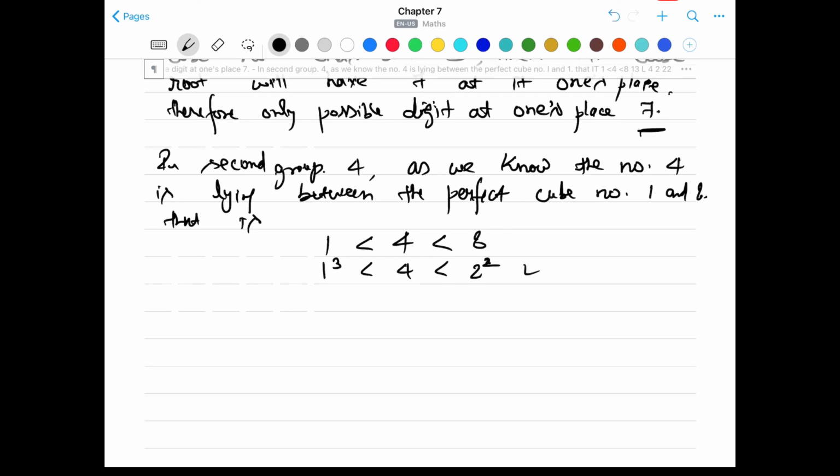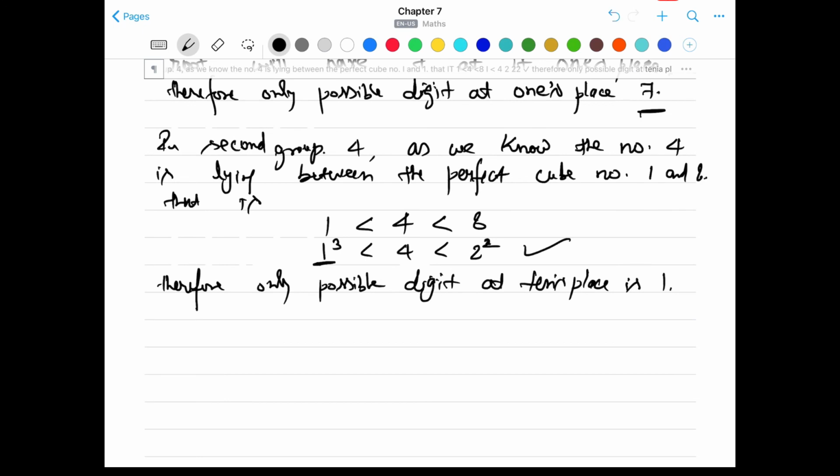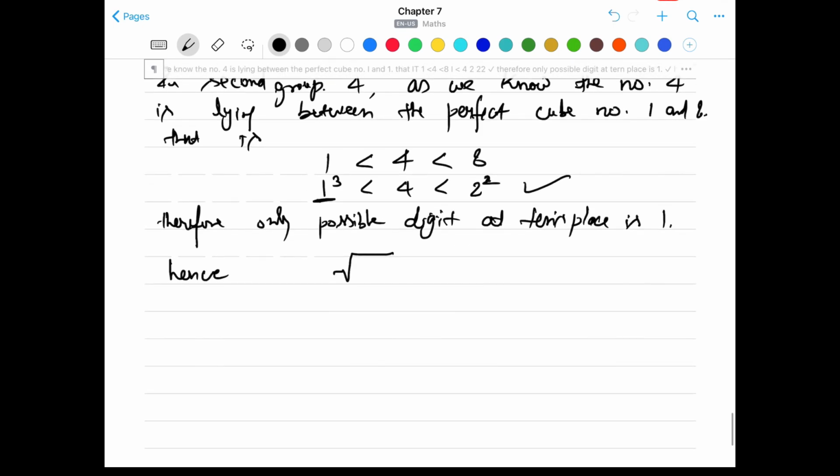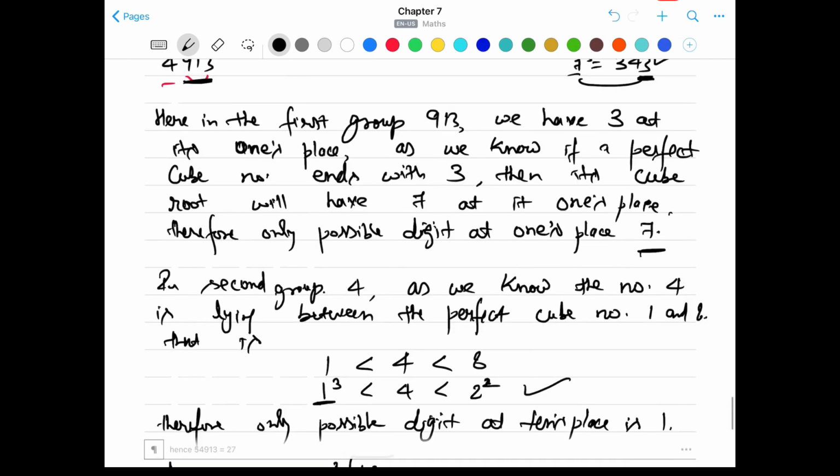Like I said, in that scenario we'll always choose the smaller number. So we'll write, therefore the only possible digit at the tens place is 1. Hence the cube root of the given number, 4913, will be equal to 17, with 7 at its unit place and 1 at its tens place. So that's the answer for the second number.